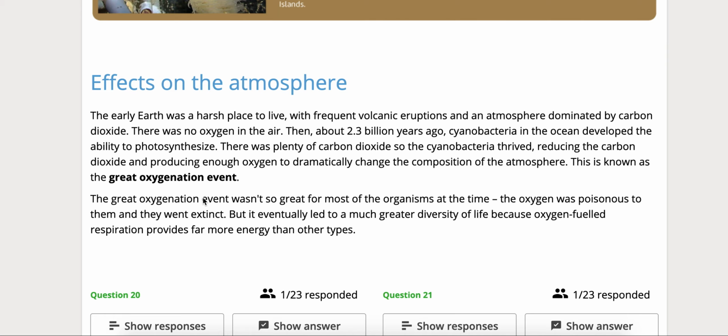So, the effects on the atmosphere. The early Earth was a harsh place to live, with frequent volcanic eruptions and an atmosphere dominated by carbon dioxide. There was no oxygen in the air. Then, about 2.3 billion years ago, cyanobacteria in the ocean developed the ability to photosynthesize. There was plenty of carbon dioxide, so the cyanobacteria thrived, reducing the carbon dioxide and producing enough oxygen to dramatically change the composition of the atmosphere.